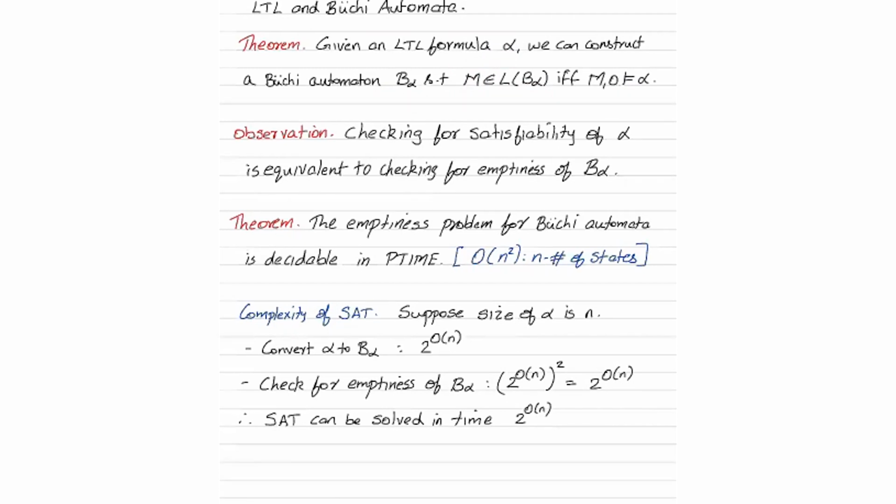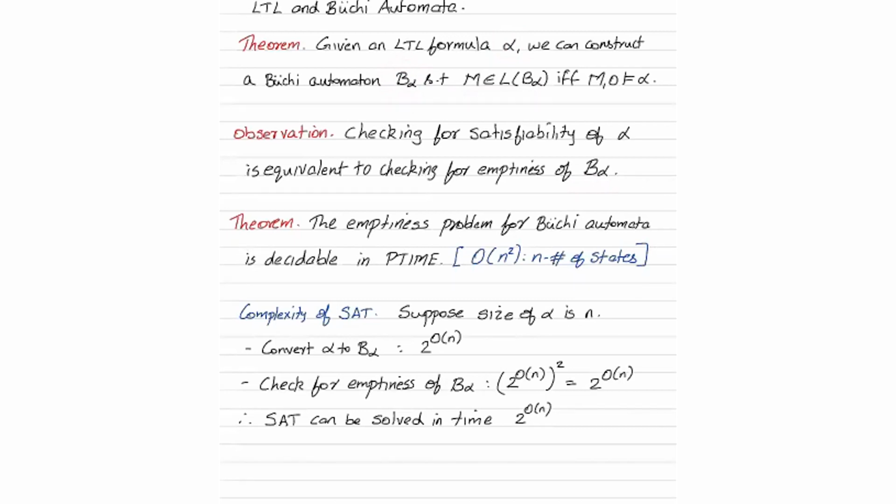Checking for the satisfiability of an LTL formula is equivalent to checking for the emptiness of this automaton. You start with alpha, and you want to check if alpha is satisfiable. You construct this Büchi automaton B alpha, and then check if the language of this automaton is empty. If it is not empty, then alpha is satisfiable, because whatever the word is, it's a model for the formula. And if it's empty, then alpha is not satisfiable.